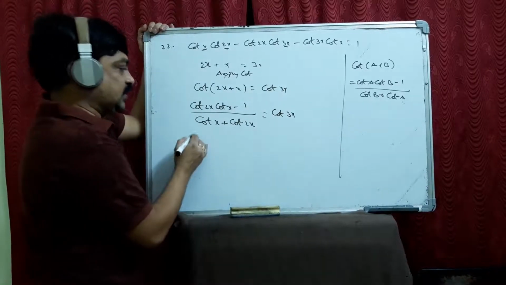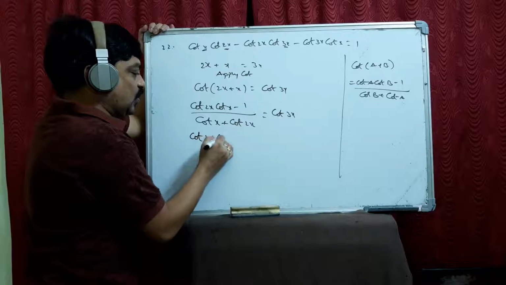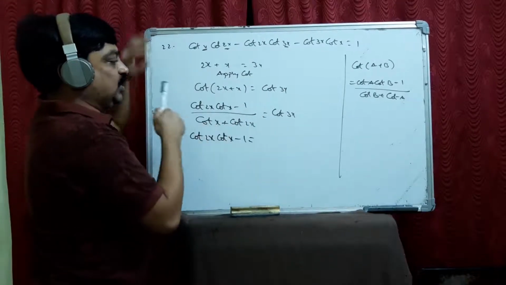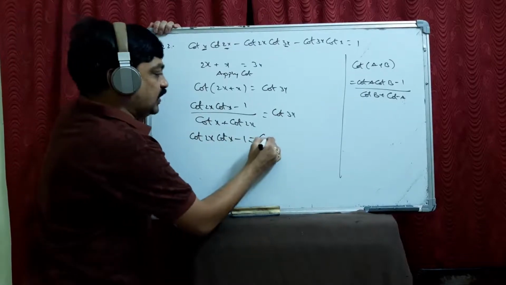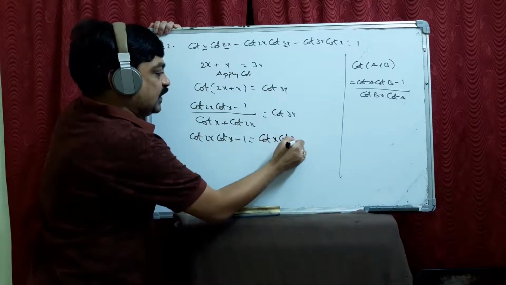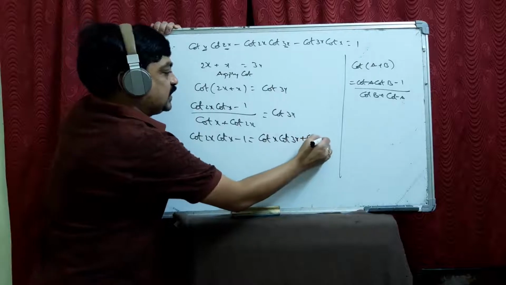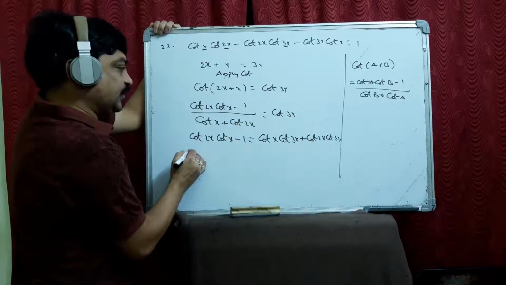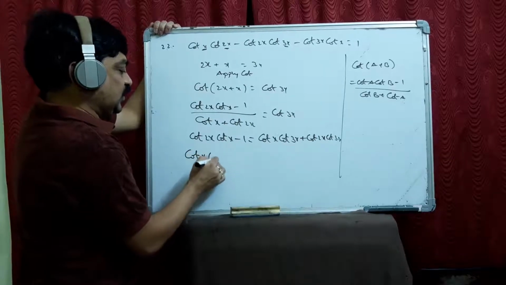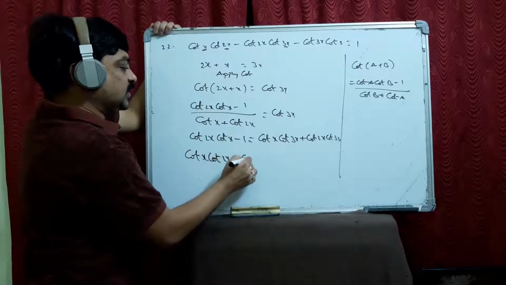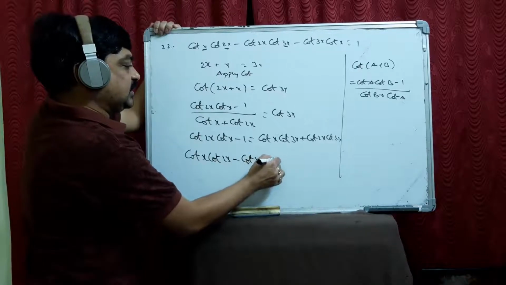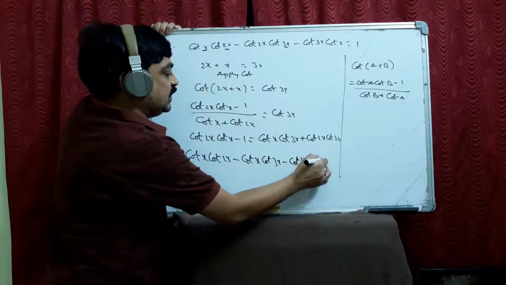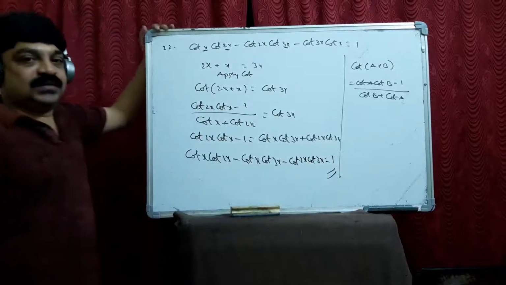Now cross multiply this: cot 2x, cot x minus 1. This cot 3x will be multiplied with both the terms. So it becomes cot x cot 3x plus cot 2x cot 3x. Now you bring these two terms to the left side. It becomes cot x cot 2x minus cot x cot 3x minus cot 2x cot 3x is equal to 1. Like that you get.